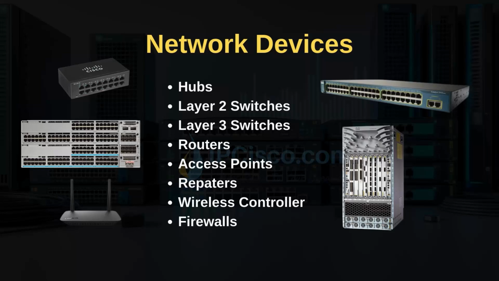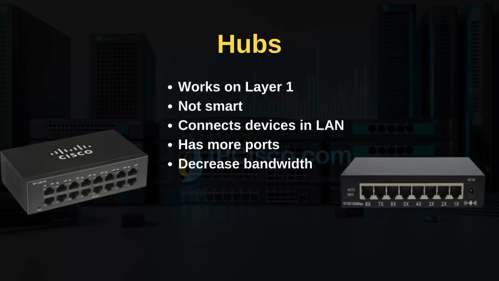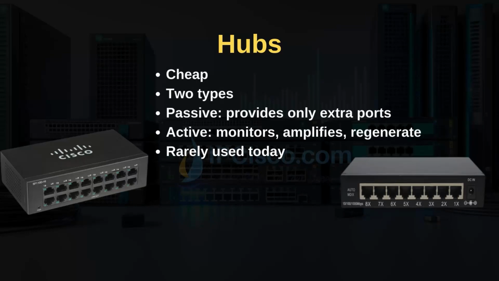Let's start with hubs. Hubs are old devices that we have used in LANs. They are not used too much today. They are layer 1 devices. These layers are OSI model layers that we will explain in the next lessons. They work on layer 1, so they are not smart devices. In other words, they do not decide anything. We have used them to have more ports for the connections. We gain more ports, but the bandwidth is divided by these ports. These are cheap devices.